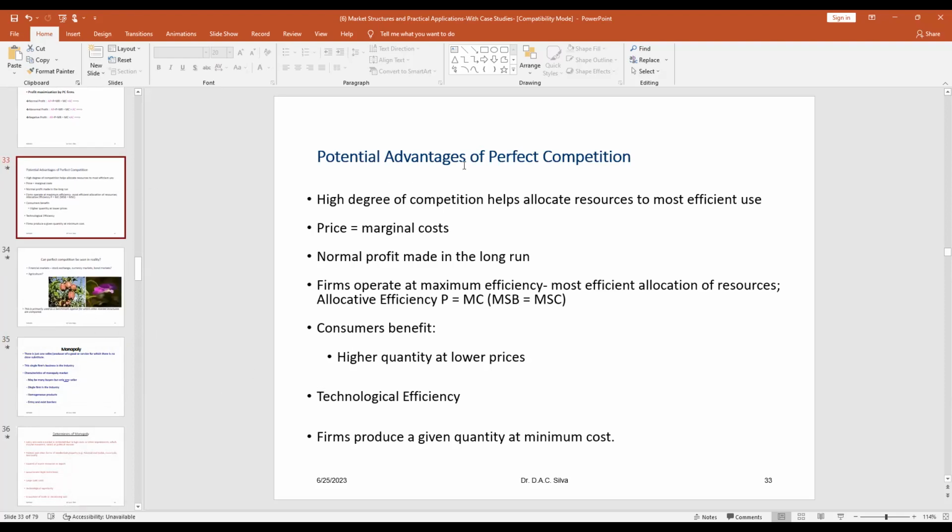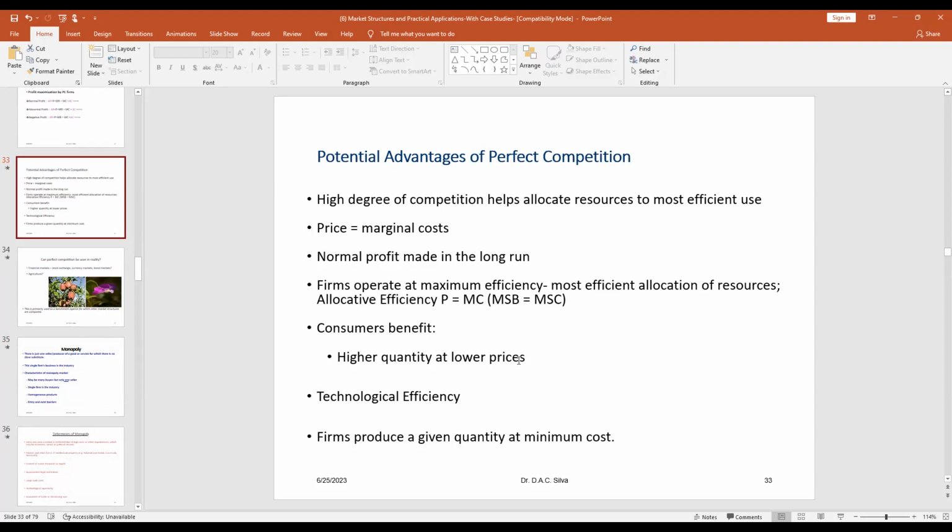So the potential advantage of profit competition is a very good area, but because of the competition, price goes down and the quantity will be high. As a result, the consumers benefit from higher quantity at lower price.